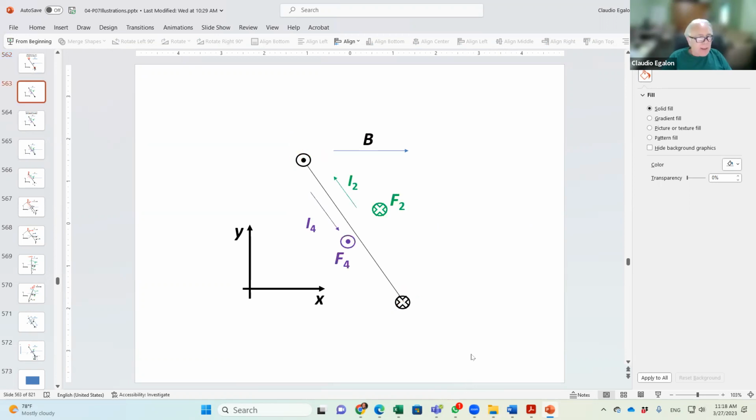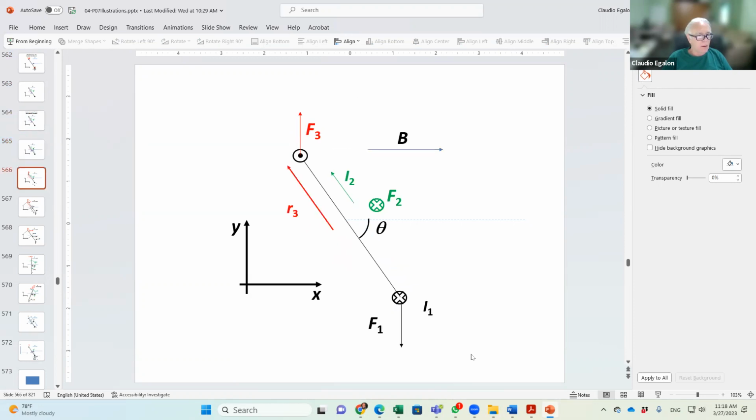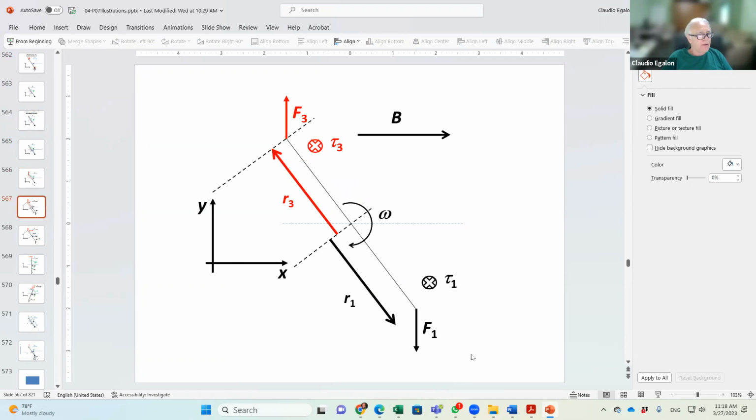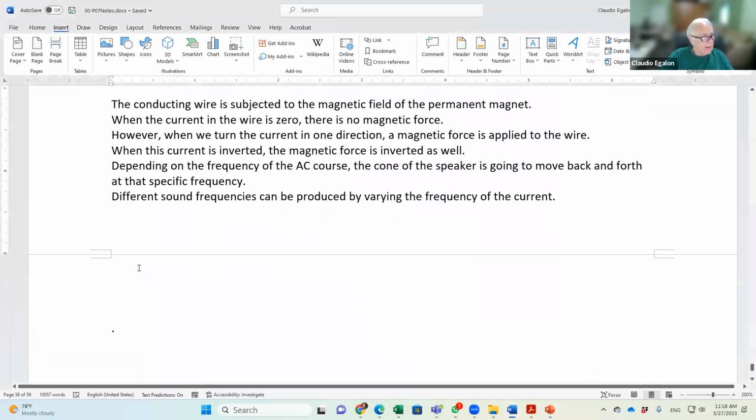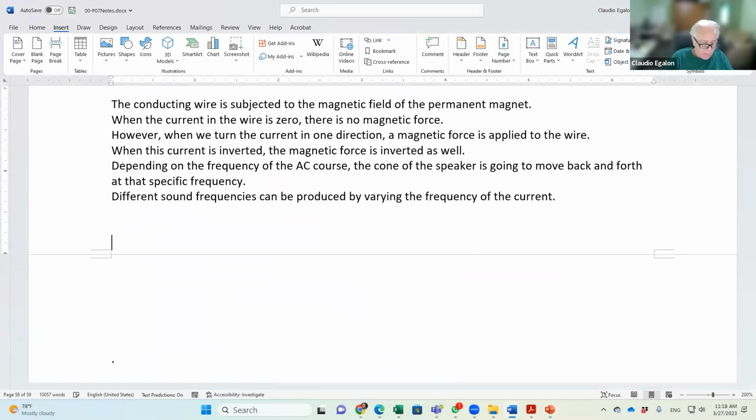So here we have the angle theta, right? And here's the direction of rotation of the loop, because the torques are summing in the same direction at this position. Okay. So let's document that now. Torque in a current carrying loop.